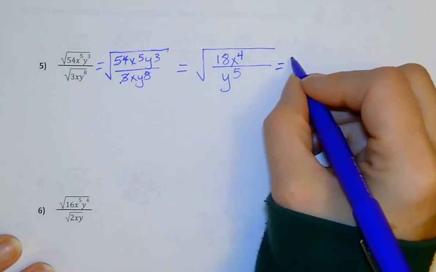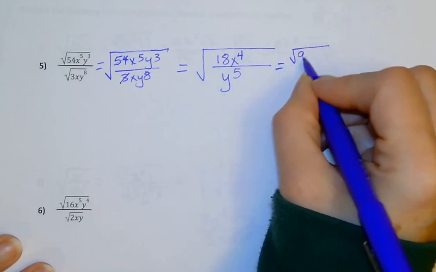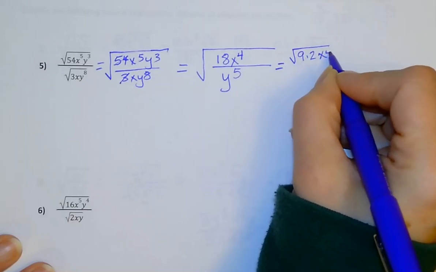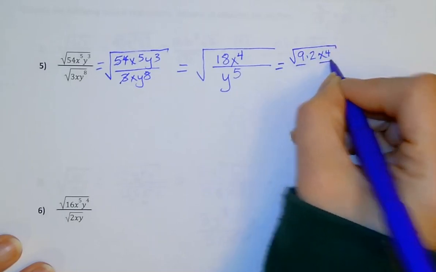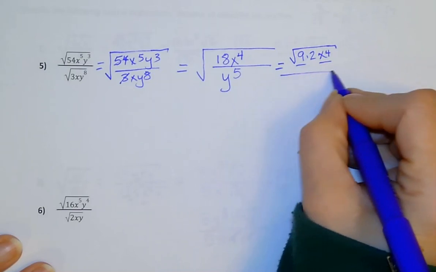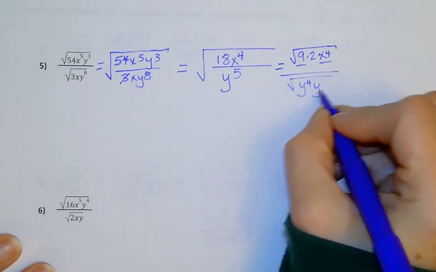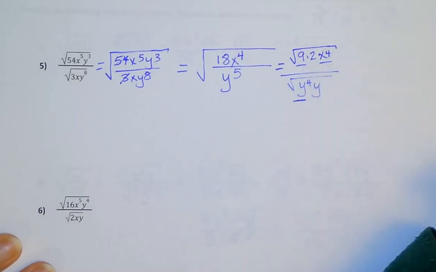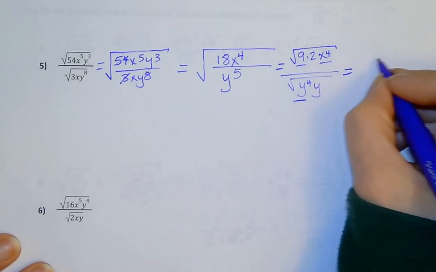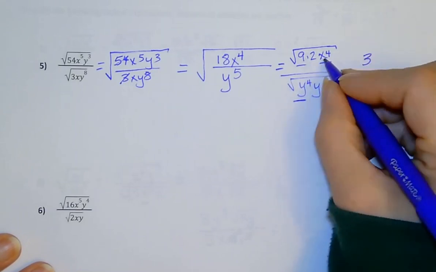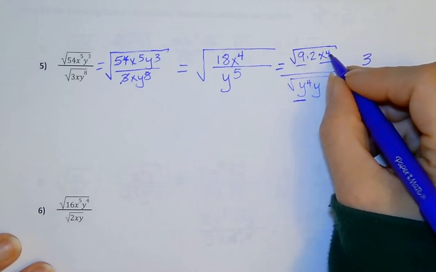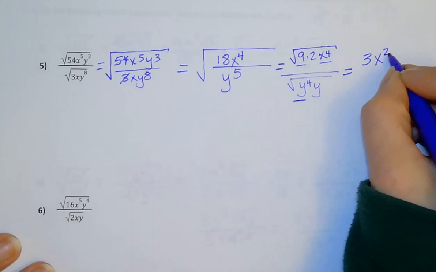It is the square root of, I'm going to say 9 times 2 times x to the 4th, so that I can see perfect squares, right? And down here, that's the square root, I'm going to say, of y to the 4th times y, because I'm looking for perfect squares so that I can pull them out. So here, square root of 9 is 3. Square root of x to the 4th, I say 4 divided by 2, so it's going to be x squared.